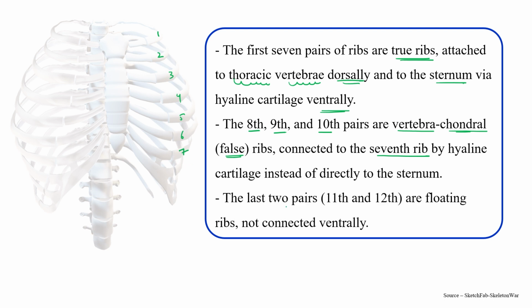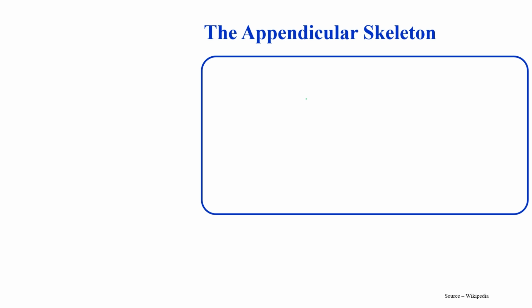And the last two pairs, 11th and 12th. The 8th, 9th and 10th are connected to this, and this is the 8th to 10th, then 11th and 12th. These two are known as floating ribs, which are not able to connect ventrally. Floating ribs. Okay. Now, the appendicular system. So this is all about the axial skeleton.